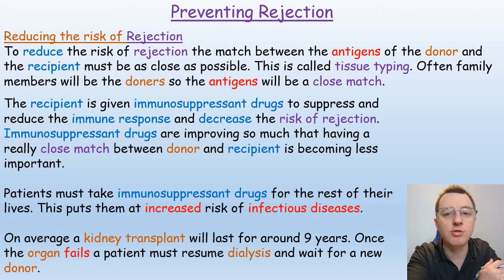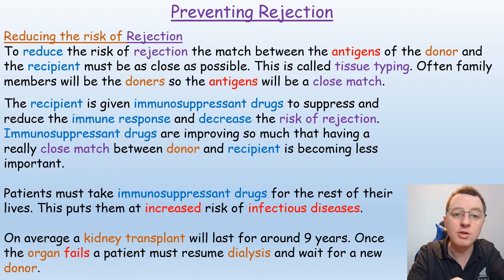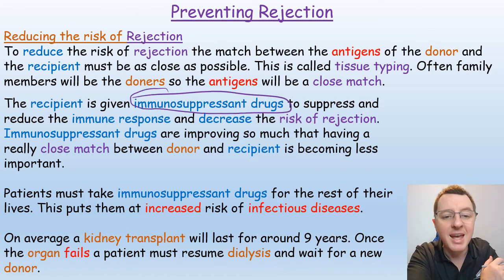Preventing rejection of a transplanted organ is clearly important. So how can we reduce the risk of rejection? Well, to reduce the risk of rejection, the match between the antigens of the donor and the recipient must be as close as possible. This is called tissue typing. Often family members will be the donors, so the antigens will be a close match. The recipient is given immunosuppressant drugs to suppress and reduce the immune system and decrease the risk of rejection.